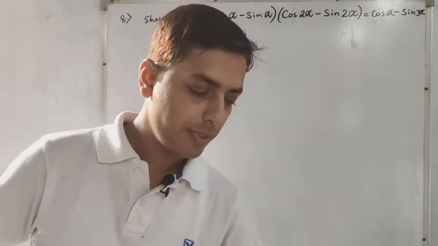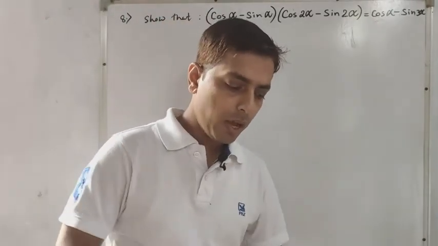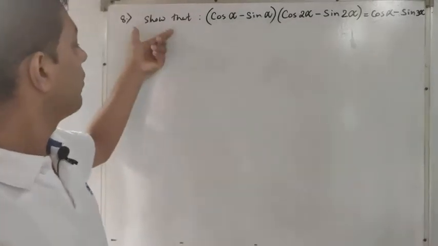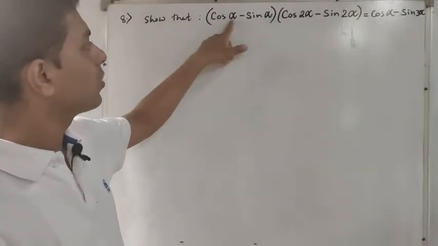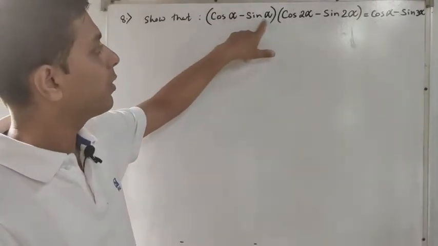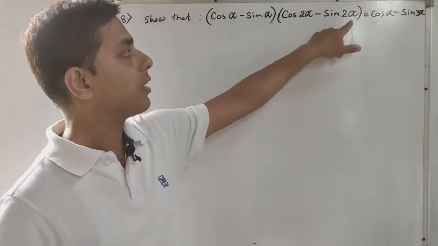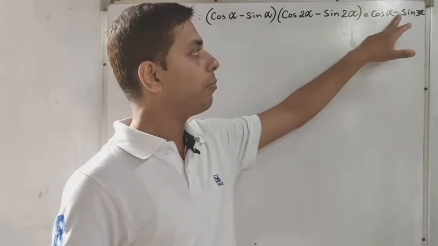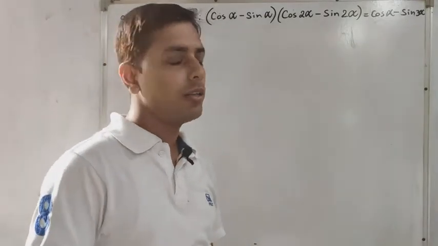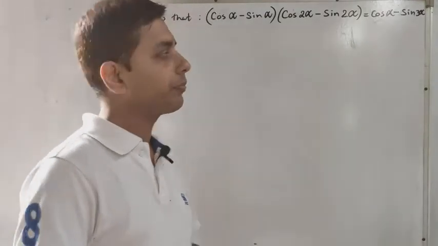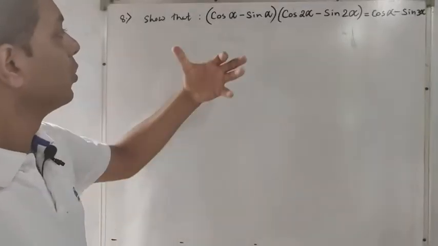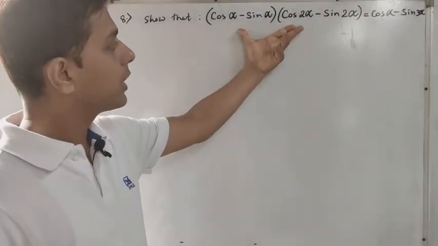All right. The question says show that, I have written out the question, show that cos of alpha minus sine of alpha multiplied with cos twice alpha minus sine twice alpha, it gives cos alpha minus sine thrice alpha. It's a very simple one. Let's see. So we are going to start with this left hand side.